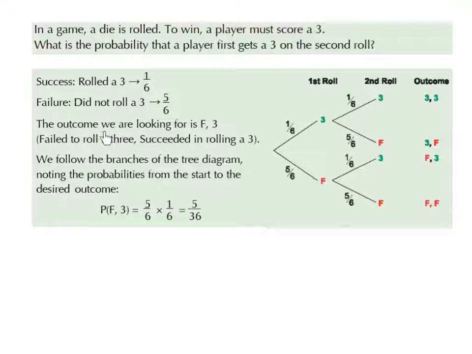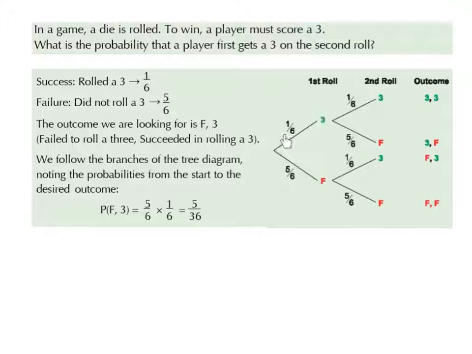So the outcome we are looking for is F, comma 3. So that means fail on the first throw, land on 3 on the second throw. So failed to roll a 3, succeeded in rolling a 3. So this is what we're looking for. So we have to fill in our branches.